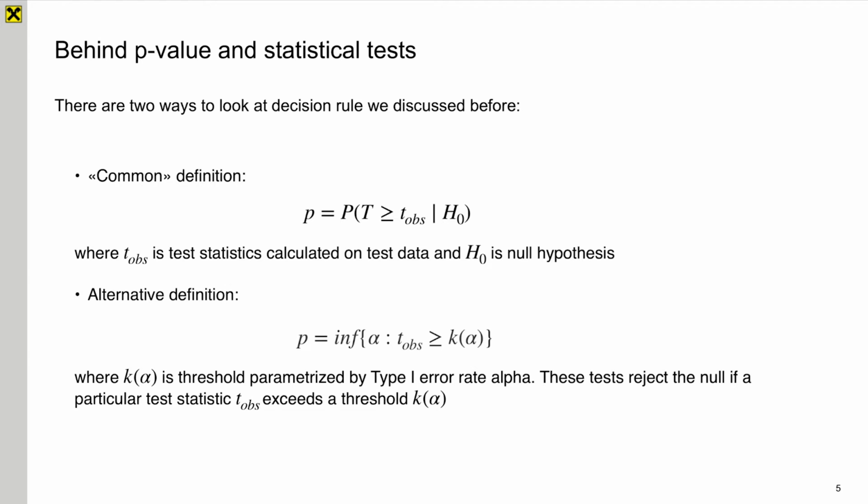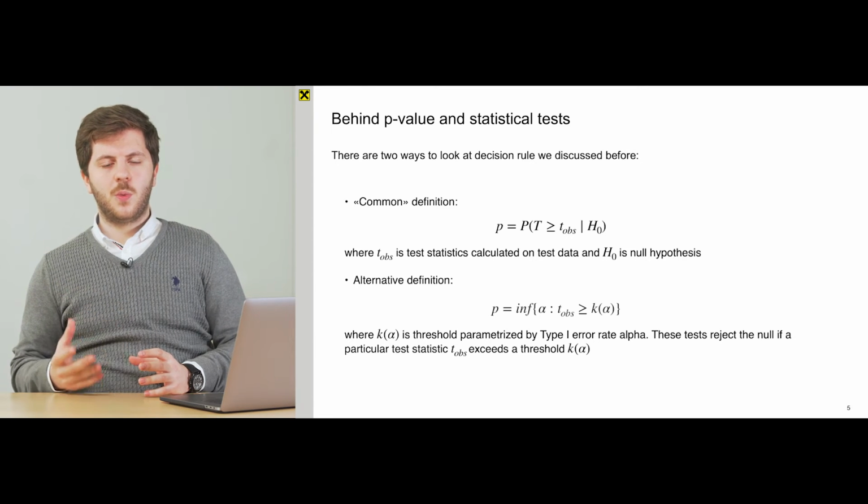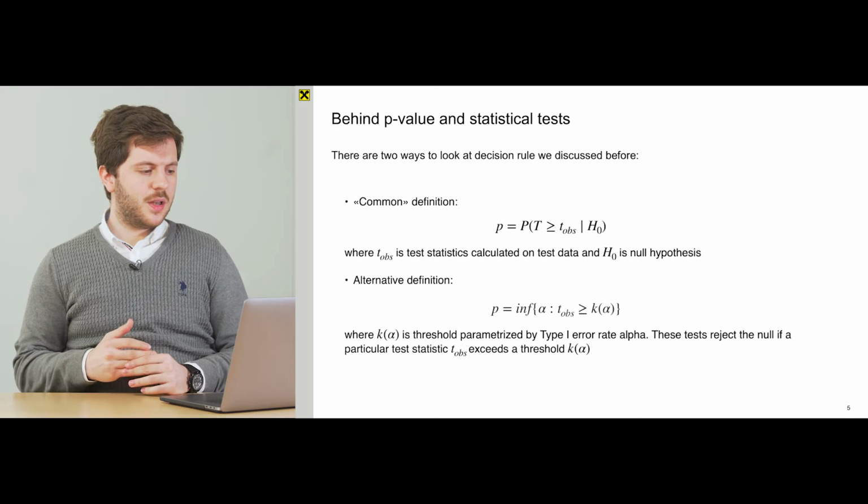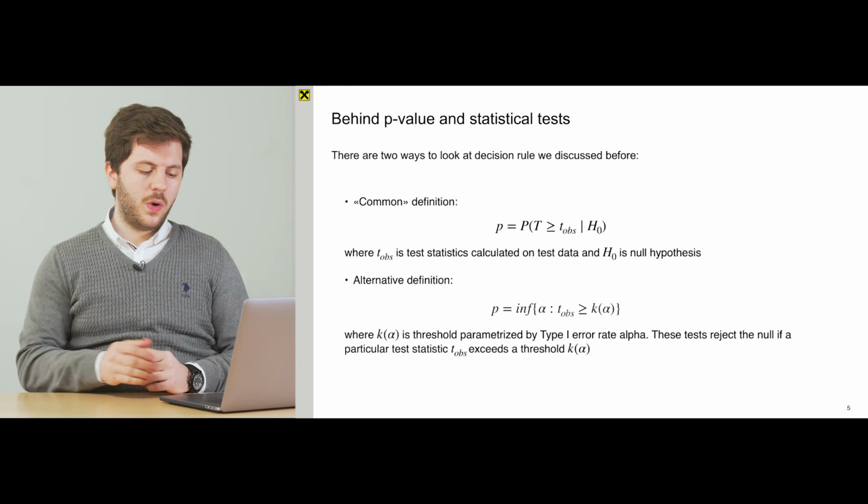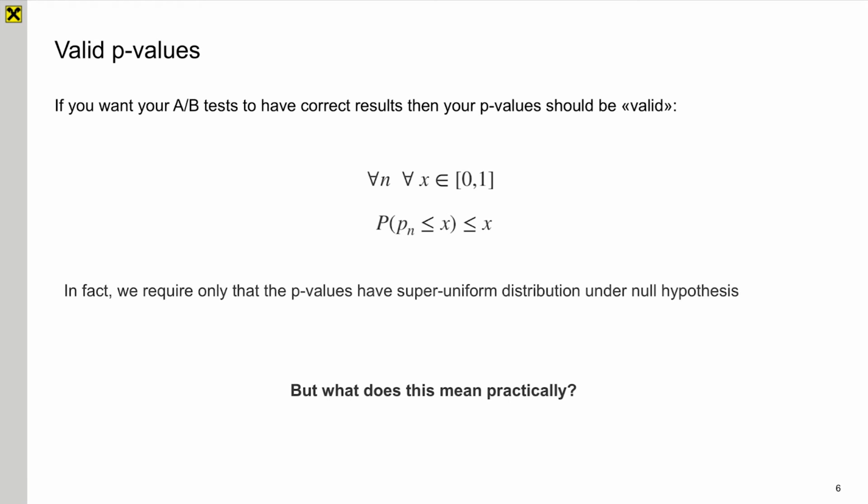The first one is the classical definition from Wikipedia, and it says that p-value is the probability of obtaining the same statistic or an even more extreme one if the null hypothesis is true. The alternative definition tells us that p-value is the smallest alpha, which is the type 1 error rate. And if we want our definitions to work, we should know that there is such a thing as valid p-values. What does it mean? Valid p-values are p-values that have a super uniform distribution.